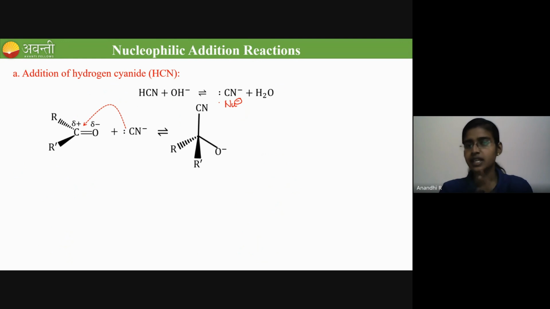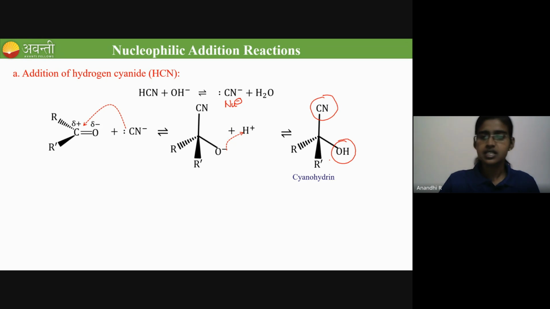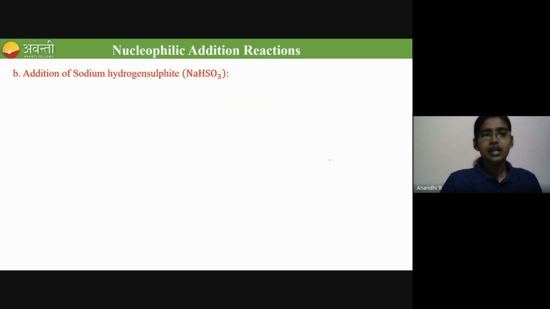And what is the next step? The second step is the hydrolysis step, no? So the O minus attacks the H plus and it forms a compound like this. Got it? The name of this compound is cyanohydrin. Why is it called cyanohydrin? It contains a cyanide group and a hydroxy group. The OH group is called a hydroxy group. So it is called cyanohydrin. Got it? You can add this easily.